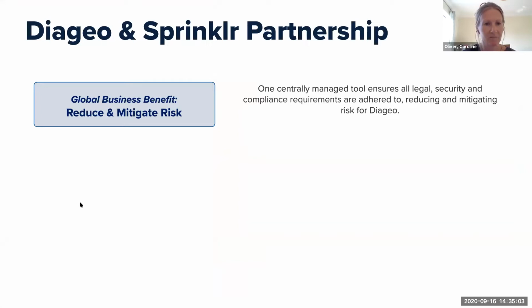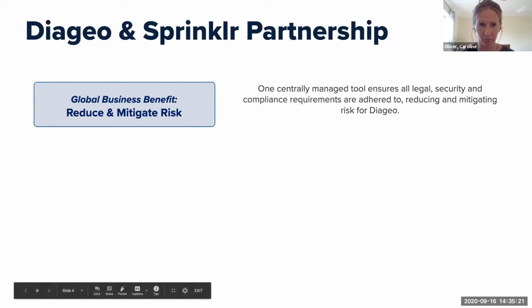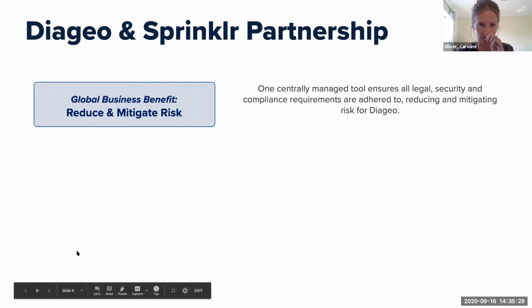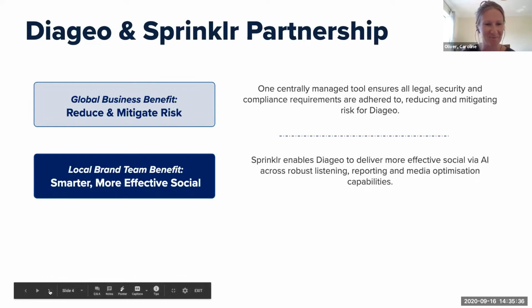Just before the Sprinkler team take you through the platform, I wanted to go over quickly why Diageo uses Sprinkler and why it's a mandated technology. Firstly, it helps Diageo to reduce and mitigate risk. This is because it's all in one platform, so we can see and manage all of our social accounts in one place. This helps ensure that all legal, security and compliance requirements are adhered to across the board in just one view. And secondly, it provides the ability for smarter and more effective social.